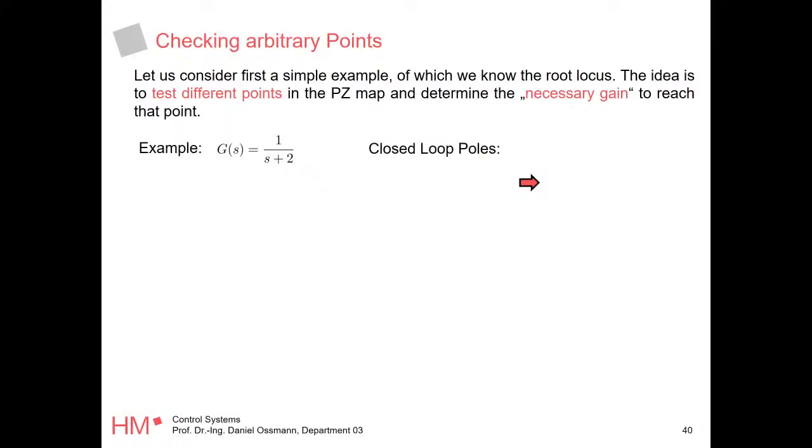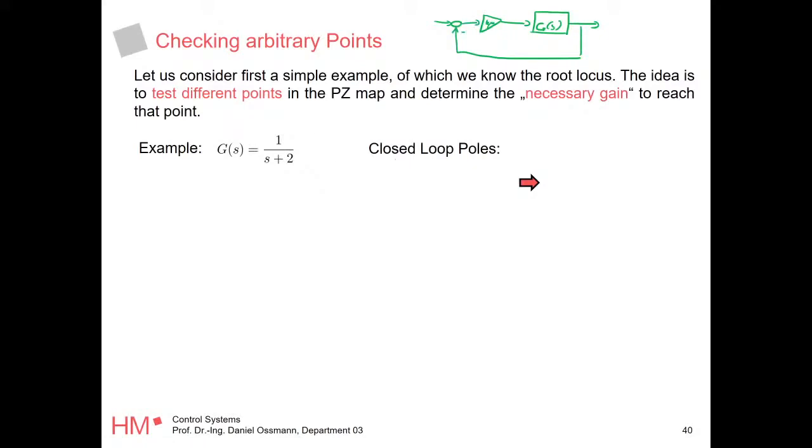So I've given you an example G of S, right? It's a very simple system. It's a PT1 system with a time constant of 0.5 and a static gain of also 0.5. So what we want to do is we want to take the G of S, we plug a proportional feedback around it and design a controller. The question we always have is where to place our poles at, right?